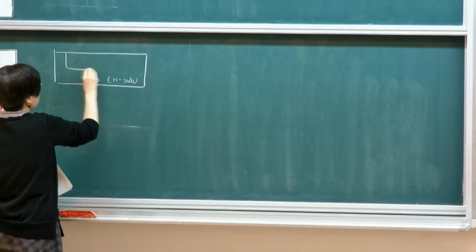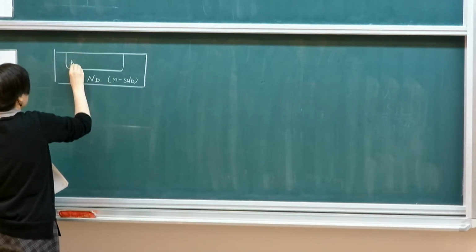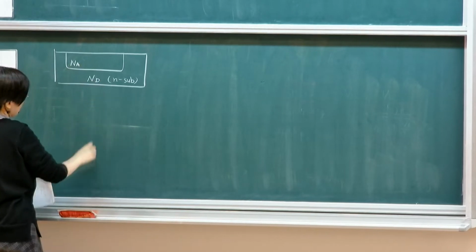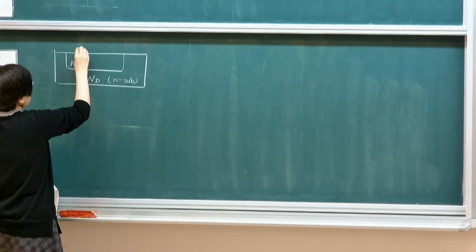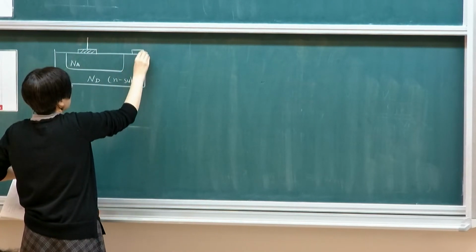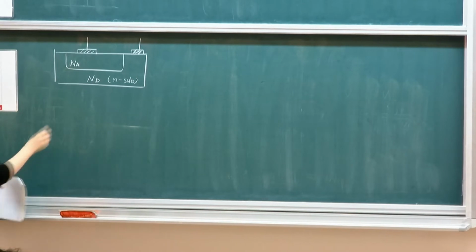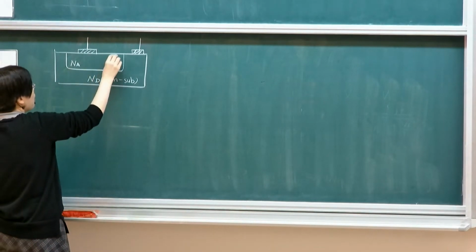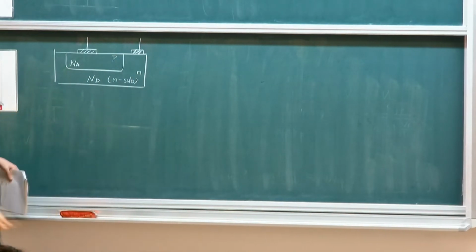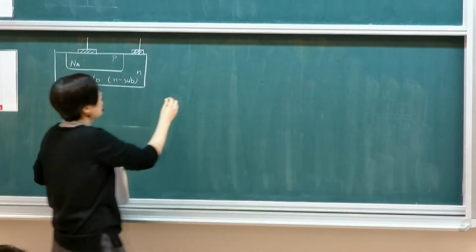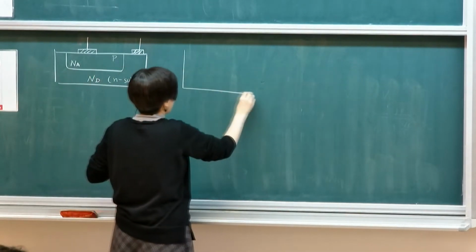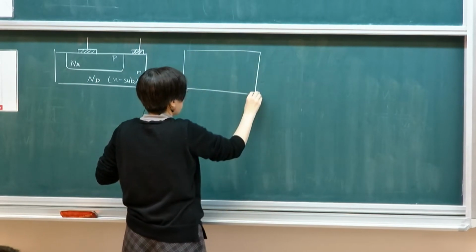And then I will do some counter-doping, right? So this will be Na. So then if I do a contact here, assuming that the contact is right, then I have a P-N structure. If I'm looking at the top, it will look something like this. This will be my substrate region.